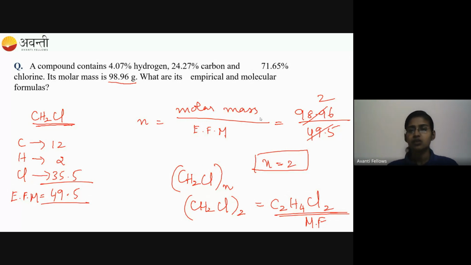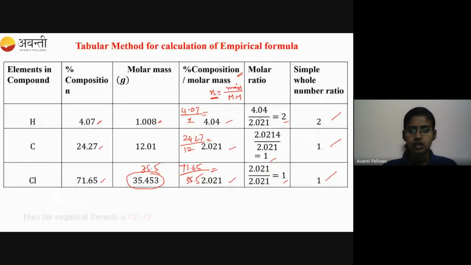Will you all be able to calculate the empirical formula and molecular formula? Yeah, good. What is the first step? Write the elements, then write the composition given in the question, write the molar mass, then find the number of moles, then the simplest ratio, and at last the simplest whole number ratio. Okay, it's very easy. You don't have to worry much about it.